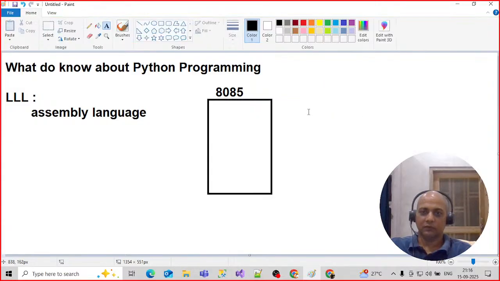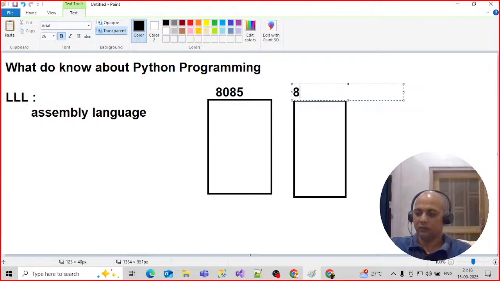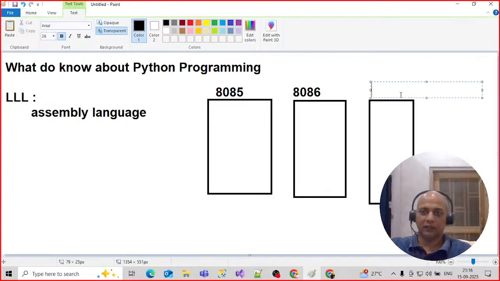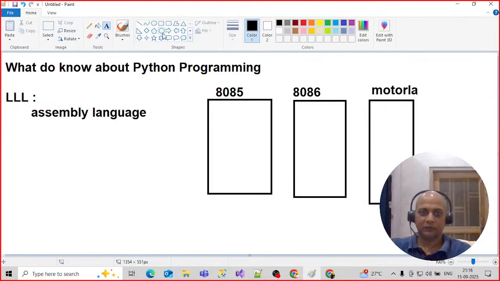8085 microprocessor, 8086 microprocessor, different microprocessors were used. Then came Motorola, right? You might have heard about this. So Motorola processor, then came Intel processor. Have you heard about Intel processor?